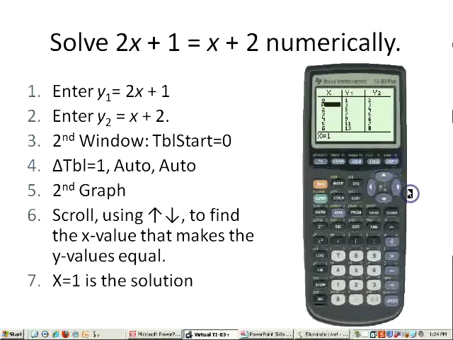And you can see that when x is 1, the y1 value and the y2 value are both 3. So that tells us that x equals 1 is the solution. We've got the same solution here as we did previously.